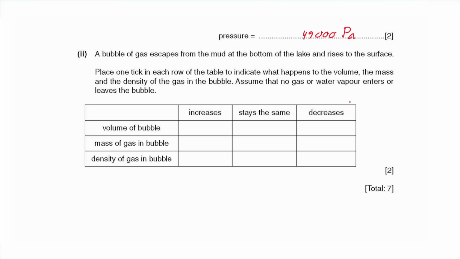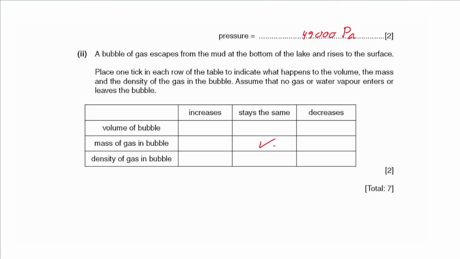Double I says a bubble of gas escapes from the mud at the bottom of the lake and rises to the surface. Place one tick in each row of the table to indicate what happens to the volume and the mass and the density of the gas in the bubble. So the mass does not change. So for the mass here, we tick stays the same because the amount of molecules does not change.